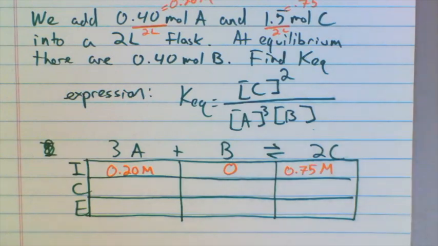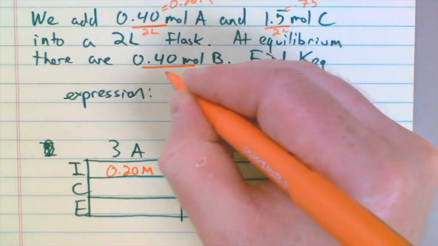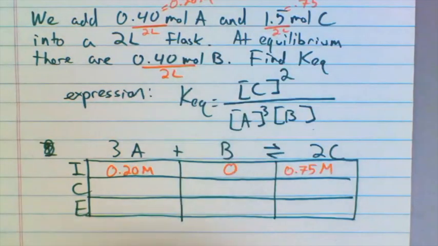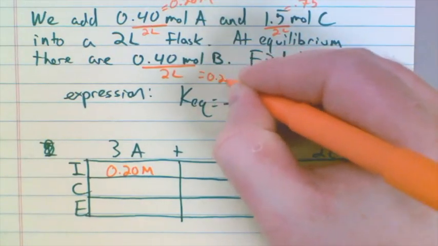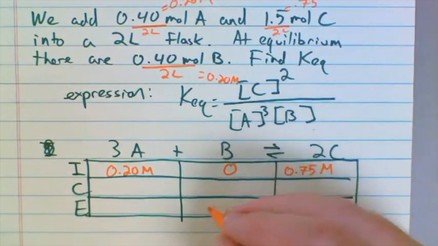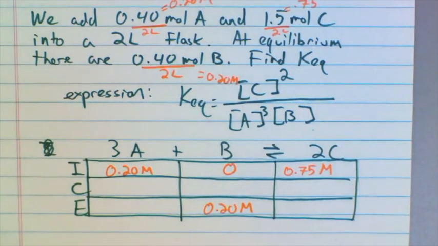For the equilibrium, it says 0.40 for B. Do we divide that by 2 as well? Yeah, we are also going to divide our B at equilibrium by 2 liters to get that as 0.20 molarity. Okay, so we got that info in.